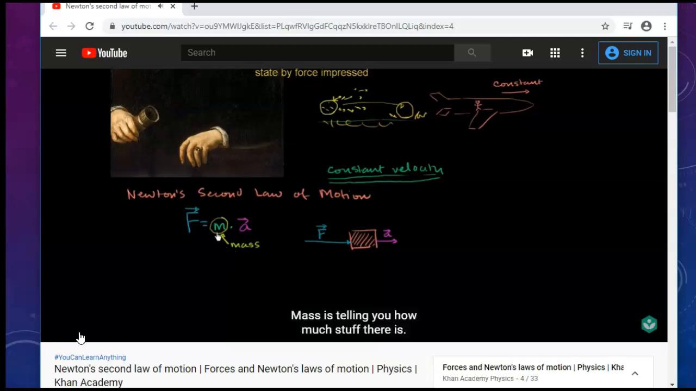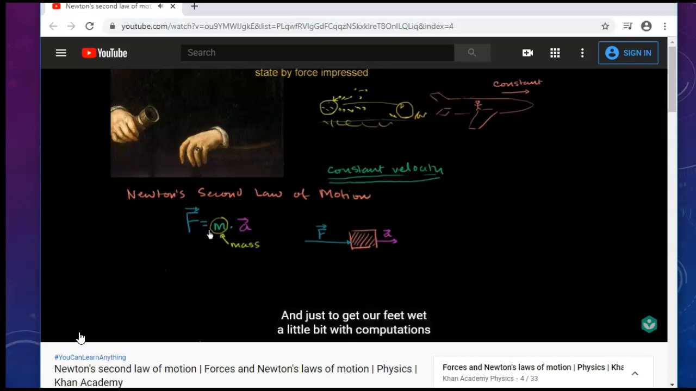Mass is telling you how much stuff there is. And it's really neat that this formula is so simple, because maybe we could have lived in a universe where force is equal to mass squared times acceleration times the square root of acceleration, which would have made all of our math much more complicated. But it's nice. It's just this constant of proportionality right over here. It's just this nice, simple expression.